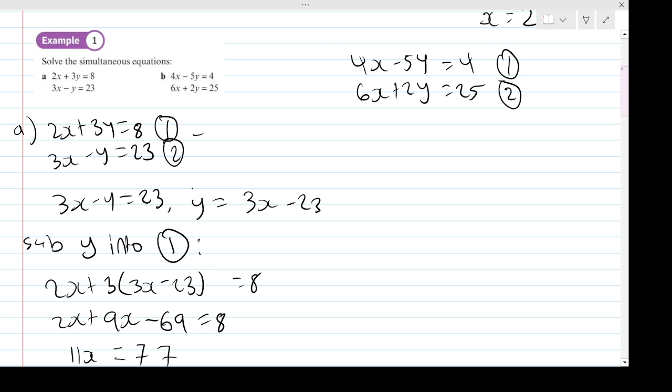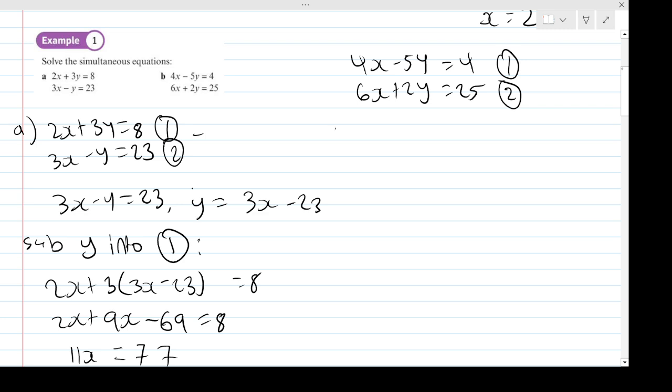Well, it's not exactly clear this time because if we just add them, all the coefficients are different. 4 and 6 are different for x, and minus 5 and 2 are different for y. So I can't just simply add or take them away to get rid of a letter. What I need to do instead is scale the equations to make the coefficients match. And to do that, we can consider lowest common multiples, right?